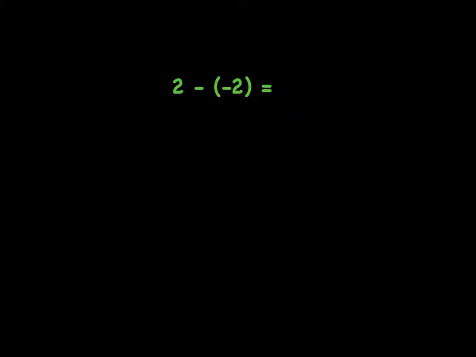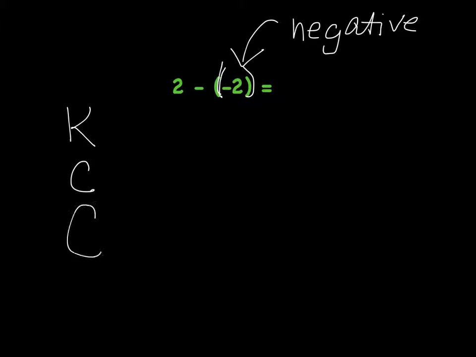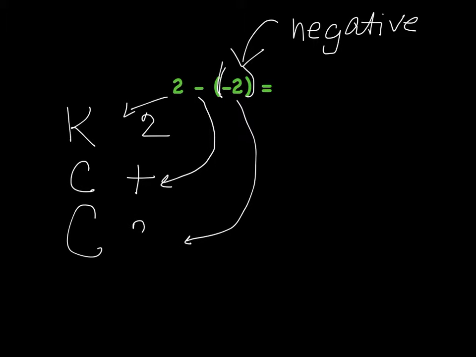Let's finish up with the final problem, 2 minus negative 2. In this one, it's pretty obvious that the second addend is a negative. You can see that because we have these nice parentheses around our negative 2. So let's write down what we're doing. We're doing keep, change, change. We're going to keep the first addend, so that's going to stay at 2. We're going to change it from a subtraction to an addition problem. And finally, we're going to change negative 2 to positive 2.